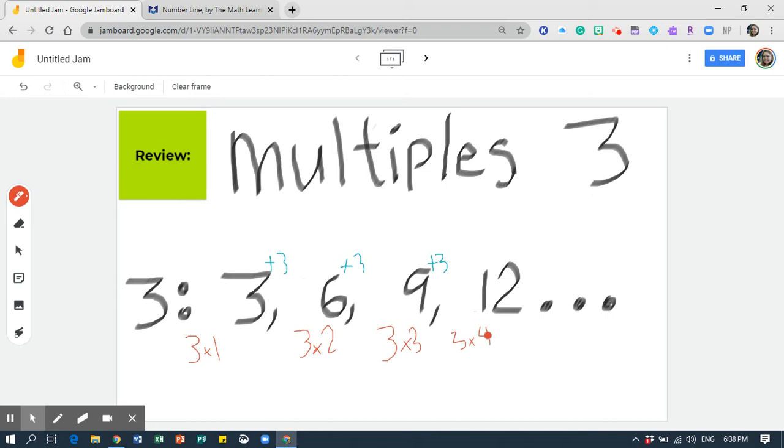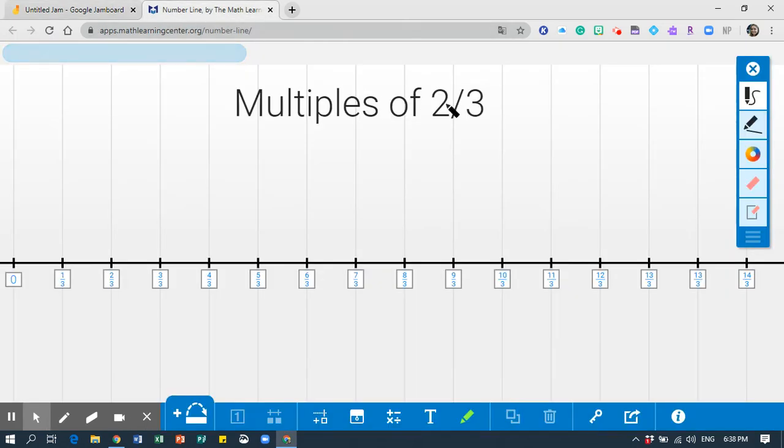Now we are going to use this information and transfer it into finding multiples of a fraction. Okay, so first we are going to do it by using repeated addition. So I have 0 and I have to add 2/3 to get to my first multiple. So it would be 1, 2. Okay. There, I landed on my first multiple because I added 2/3.